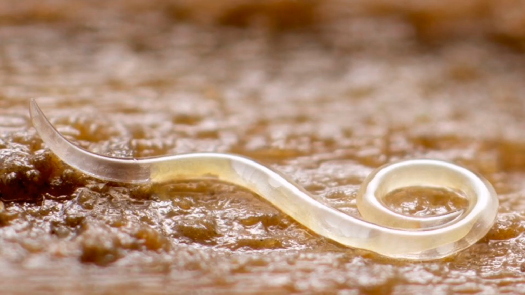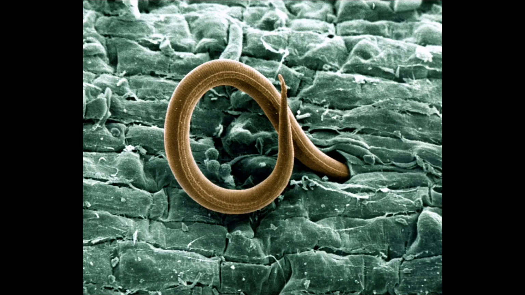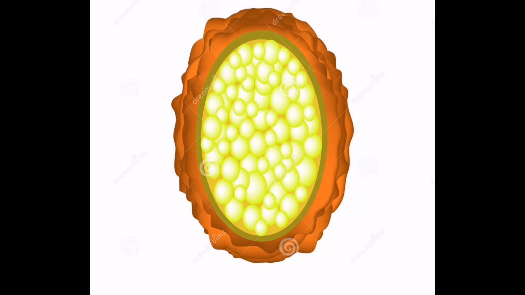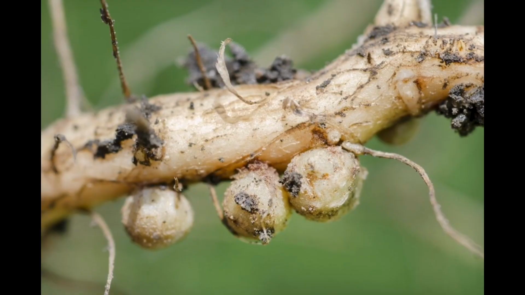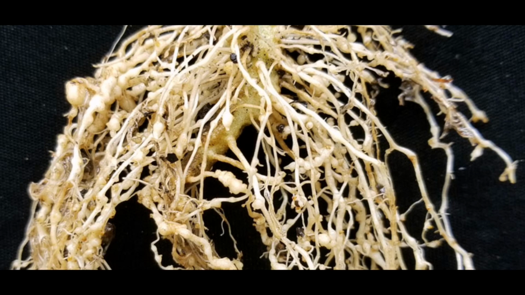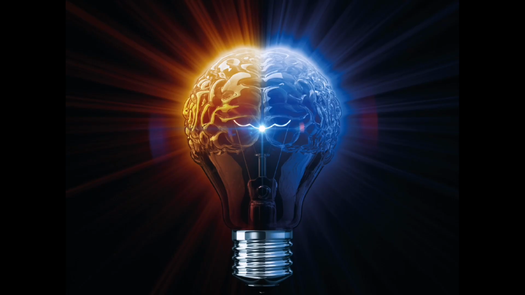Okay, so the first one is nematodes. Nematodes are one common cause of root deformation. These tiny creatures burrow into roots to lay their eggs, causing swelling or the formation of galls in the process. If you were focused enough, you know what galls are: knobby growths.